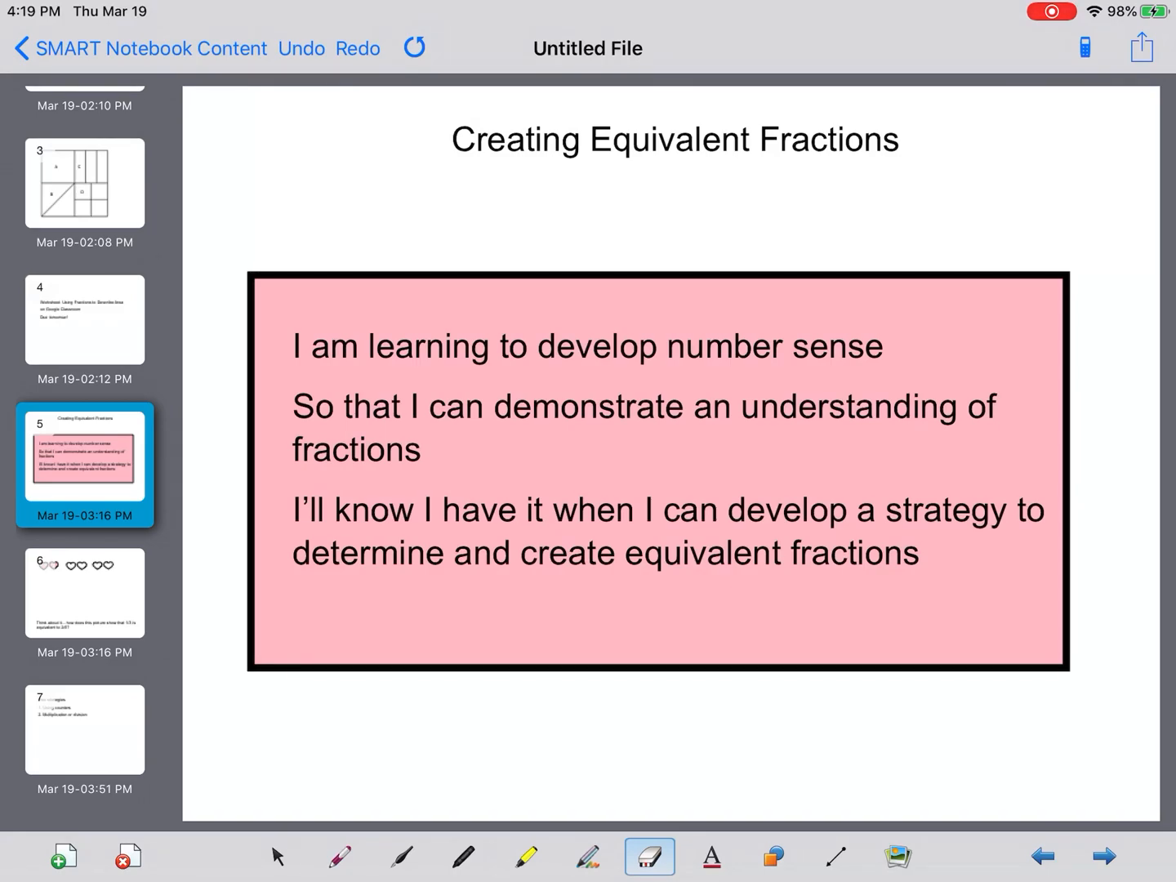Our learning intentions and success criteria are: I am learning to develop number sense so that I can demonstrate an understanding of fractions. I'll know I have it when I can develop a strategy to determine and create equivalent fractions.